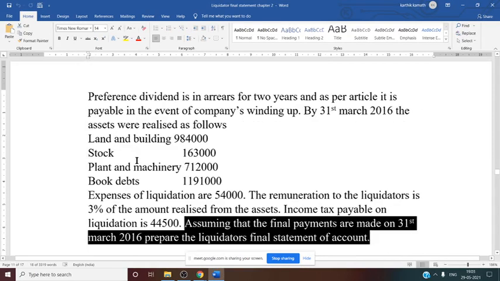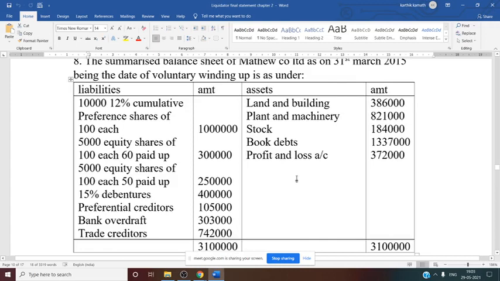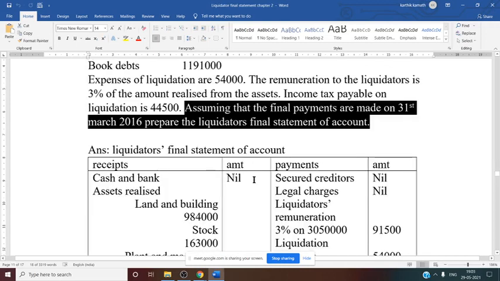Cash and bank information, if you see, is nowhere mentioned in the problem. They have not given you cash and bank information. If you see the asset side also, it is not there, so it is nil. In this problem, cash and bank information is nil. Then assets realized, we know there are 4 assets realized given in the problem. That too, in the adjustment they have given you the realized value, so directly you can consider that realized value.